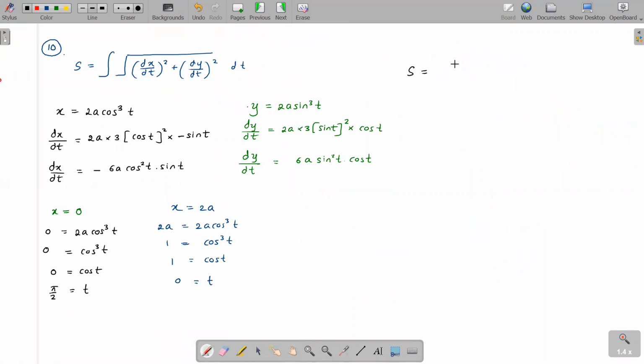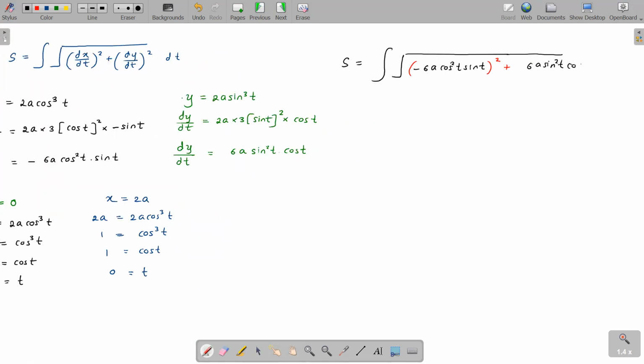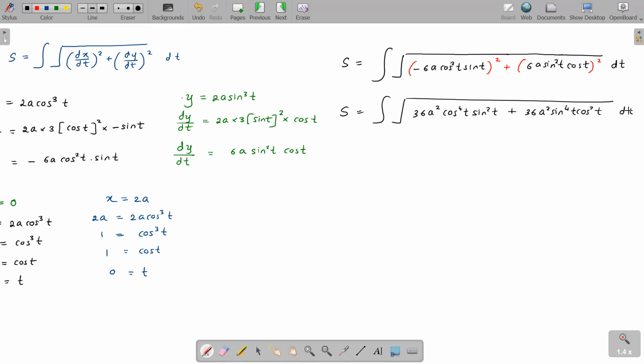Arc length S equals integration root dx by dt square plus dy by dt square. So what's my dx by dt? I think you can see we have minus 6a cos square t sin t, the whole to the power 2, plus 6a sin square t cos t, with respect to t. So let's simplify this. What do we get here inside the root? Minus 6a squared gives you 36a square cos to the power 4 t sin square t. And the other one is also 36a square sin to the power 4 t cos square t, with respect to t.